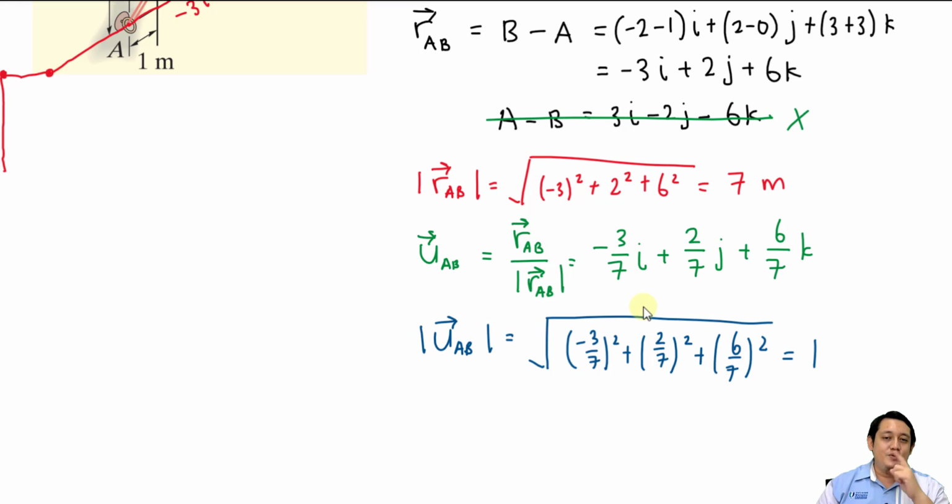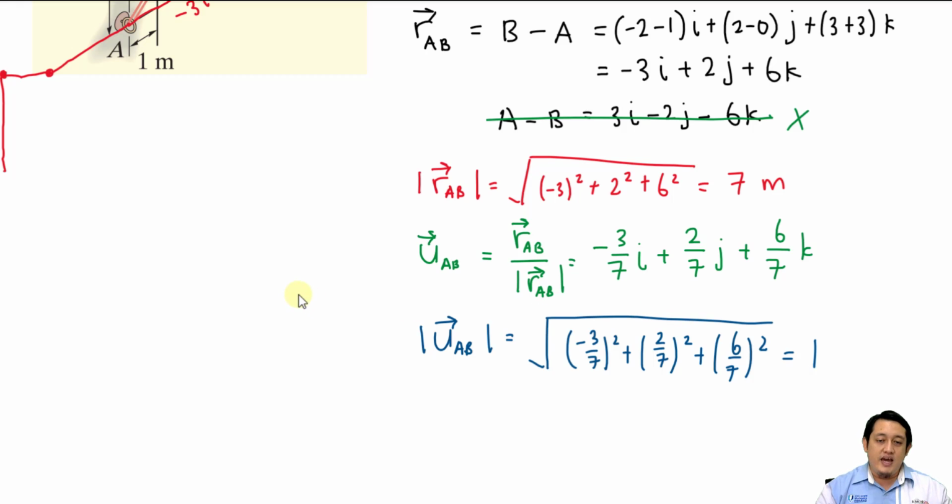Therefore, the magnitude of a unit vector is always 1. So when you want to check whether your unit vector is correct or not, you can try to calculate the magnitude. If you get 1, it means you are correct. If you didn't get 1, it means something is wrong. Maybe the calculation of the magnitude of your vector is wrong.